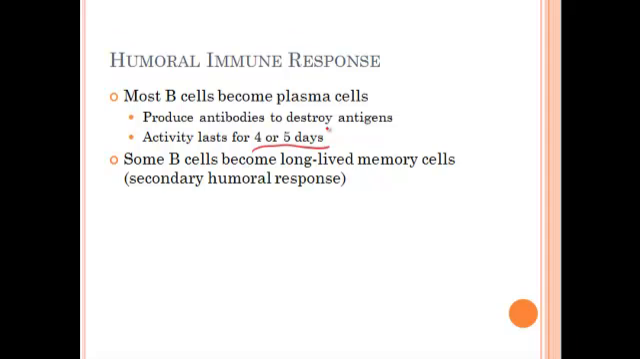Some of the B cells become memory cells. So we have these two pathways here, either plasma cells or memory cells. These memory cells are important in what we call the secondary response. The next time we come in contact with that same exact antigen, these memory cells are already there, already active. They begin proliferating immediately and produce tons of antibodies, and that's why the second time we come in contact with the same antigen, it doesn't affect us, and we get rid of it a lot quicker than the first time.